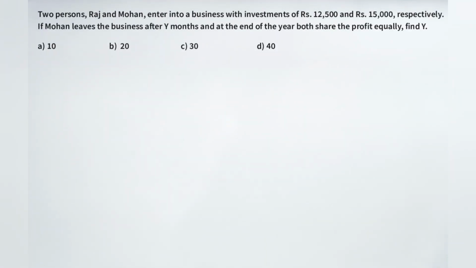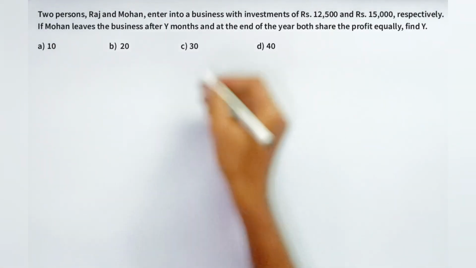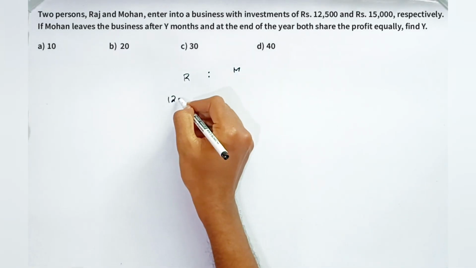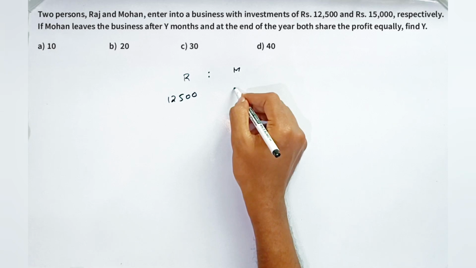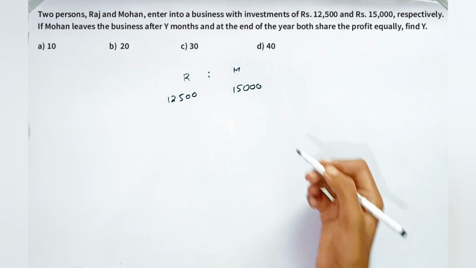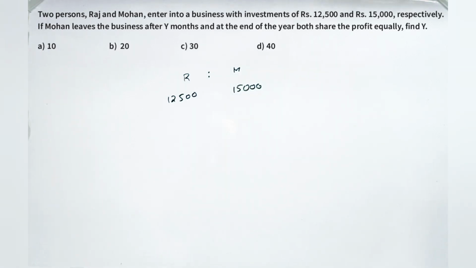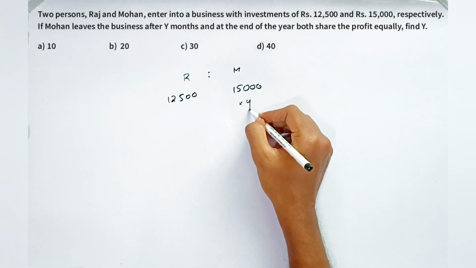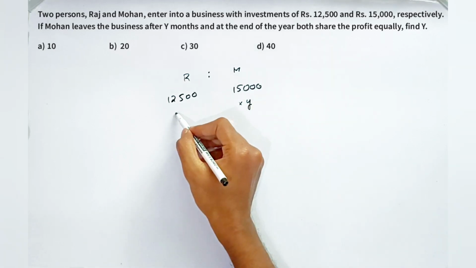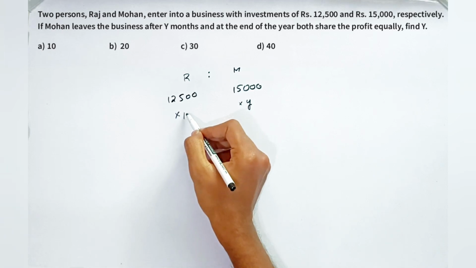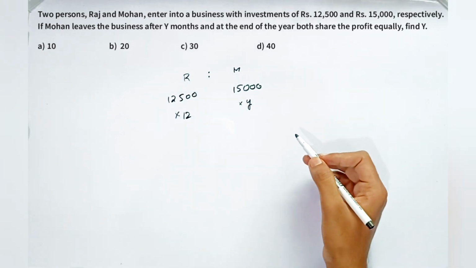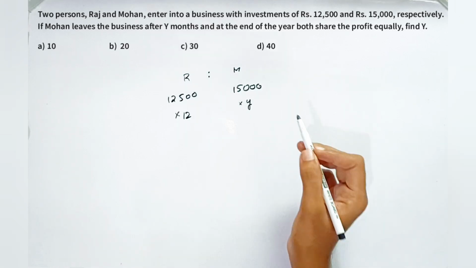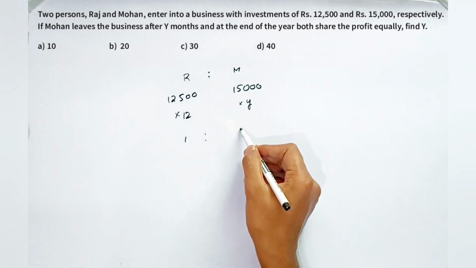Okay, going to the next question. It is given that two persons, Raj and Mohan, enter into a business with investments of 12,500 and 15,000 respectively. Mohan leaves the business after Y months, which means Mohan invested the sum for Y months, and Raj has invested the money for the full 12 months. It is also given that both share the profit equally, so the ratio is 1 by 1.